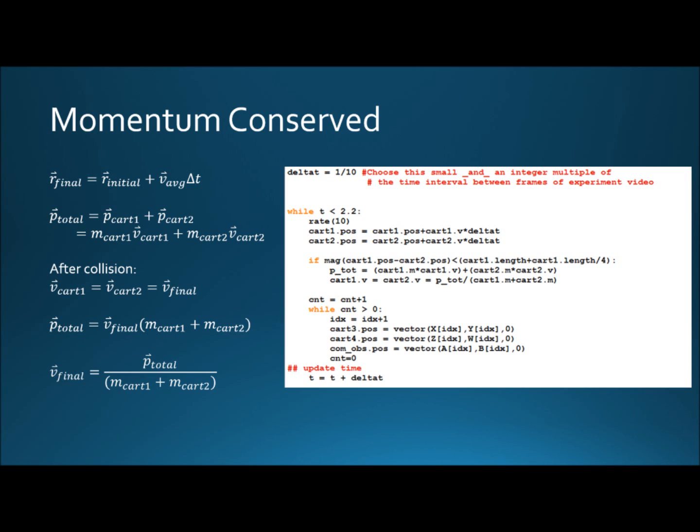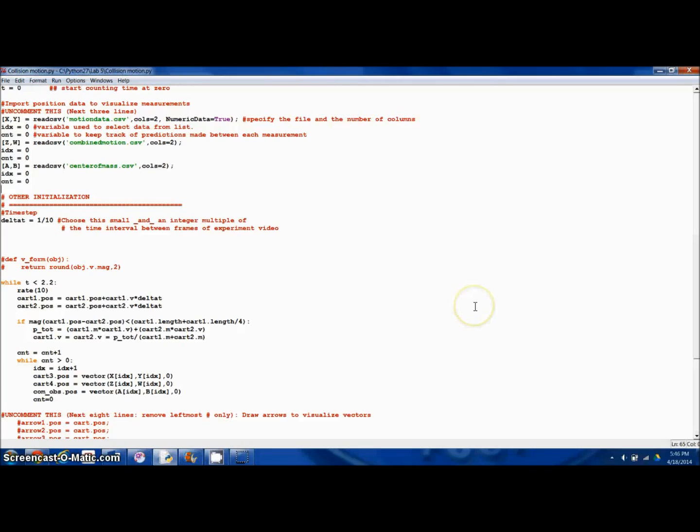When the objects come into contact, the total momentum was still equal to the mass velocity products of each cart, but after the collision, their velocities became equivalent, making the final velocity equal to the total momentum divided by the sum of the two masses. This result can be obtained by rearranging this principle and solving for velocity. We run the model and obtain this result.